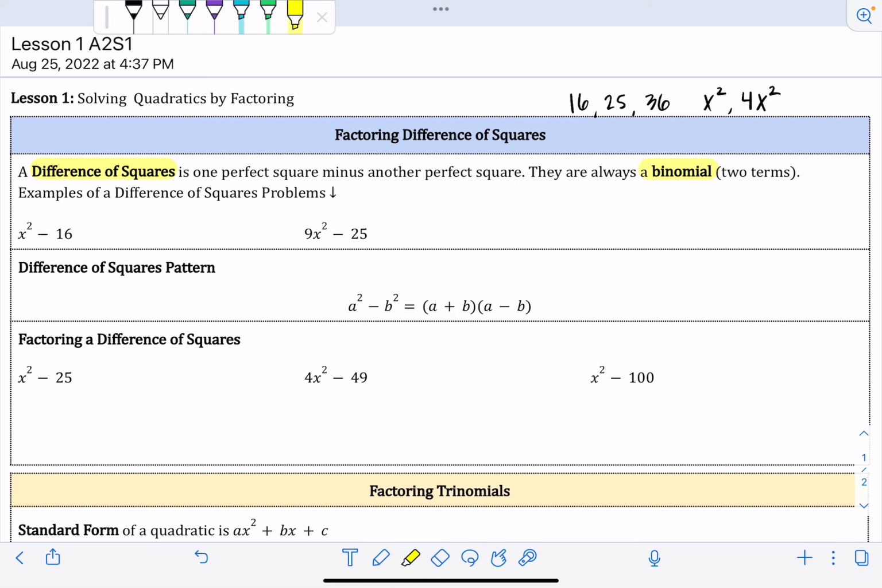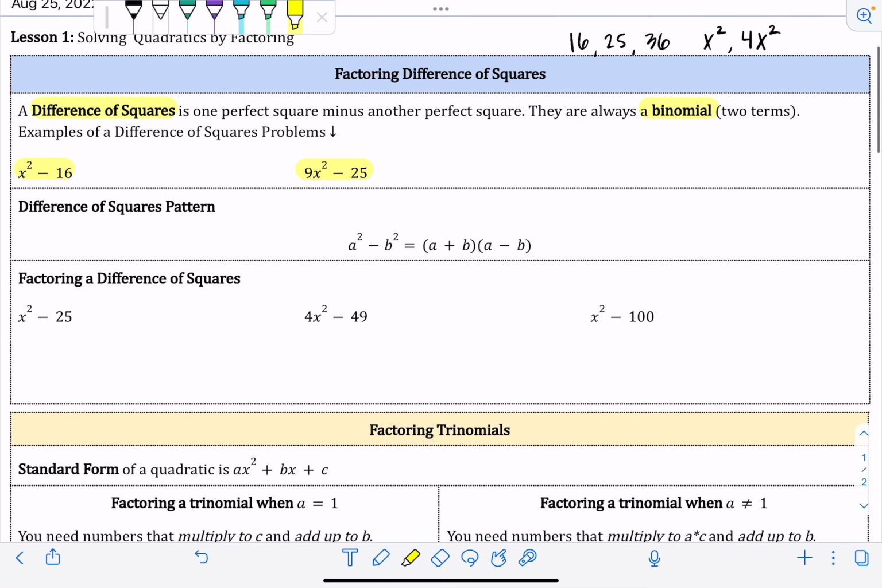So a couple of examples of difference of squares problems are here. We have x squared minus 16. x squared is a perfect square, minus, difference, 16, another perfect square. And then 9x squared, 9 is a perfect square, so is x squared, minus, difference, all good. Another perfect square, 25.